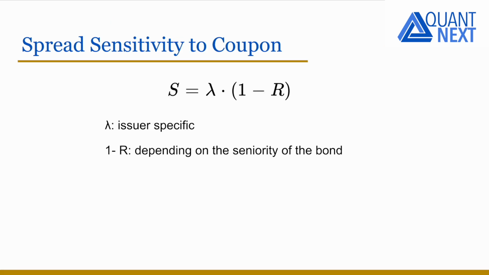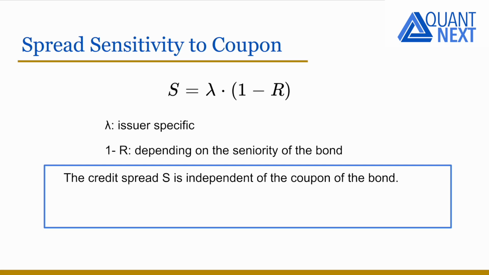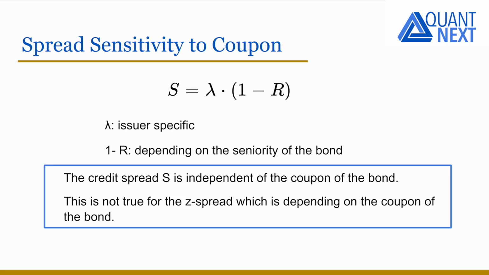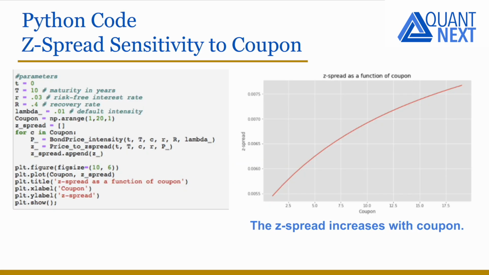The credit spread S is a product of two variables, the default intensity, which is issuer specific, and 1 minus the recovery rate, which depends on the seniority of the bond. So the credit spread is independent of the coupon of the bond. This is not true for the Z-spread. With this Python code, we calculate the Z-spread of the bond for different values of the coupon. We see that the Z-spread increases with the coupon. It makes sense, as a higher coupon means a higher proportion of the coupon and a lower proportion of the recovery rate in case of default in the cash flows of the bond.